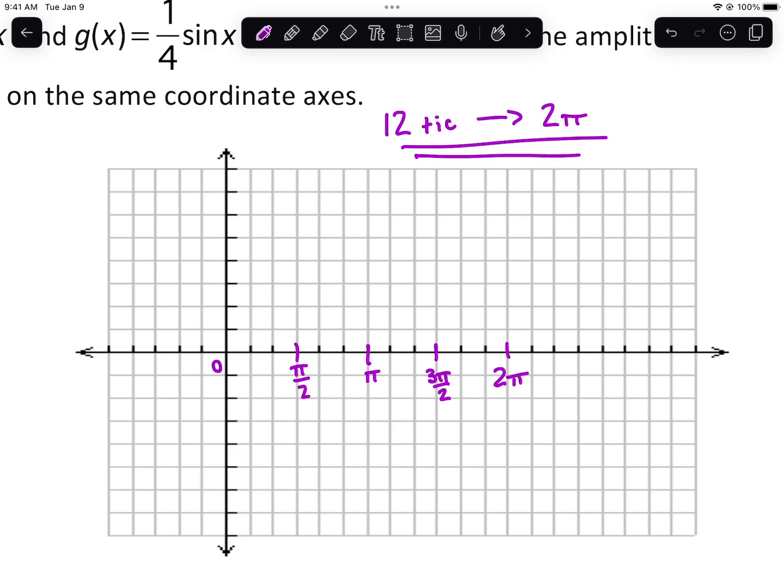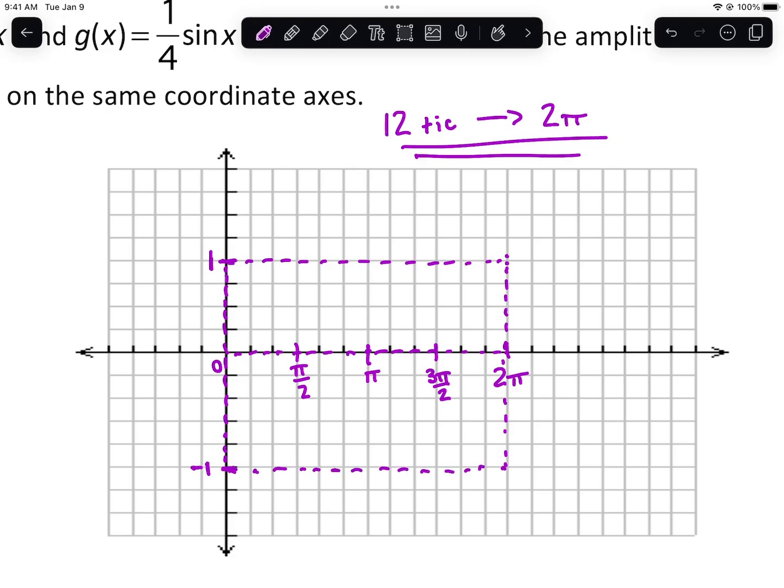To help out with that, I'm going to label my y-axis like this. I'm going to label 4 ticks being 1, and then we can really see the stretch happening. Okay, the way I do the transformations here is I make a little box that we're going to fit everything in. So normally we start at 0, and then 1 full period is going to be 2 pi. The midline is here at 0. It's not going to change. And then normally sine goes up 1 and down 1.